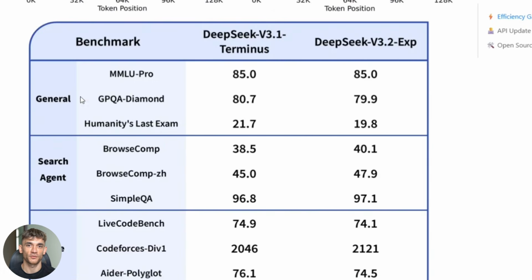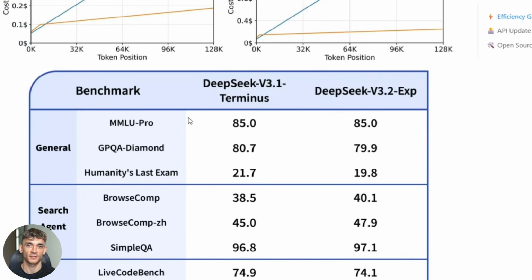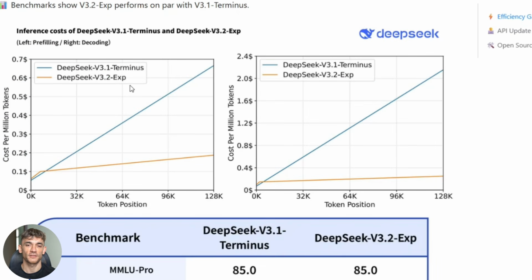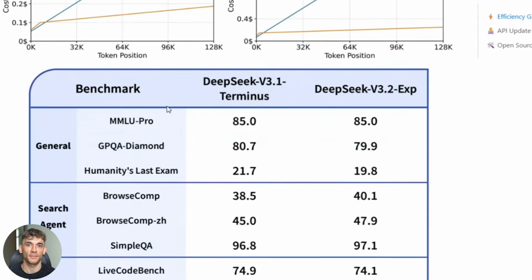Let me break down who should care about this. First, developers building apps that use long context like chatbots or agents. You get the same quality for half the price. Second, researchers who want to test sparse attention. This is open source on Hugging Face. Third, product makers using AI in your products. Lower costs mean better margins.